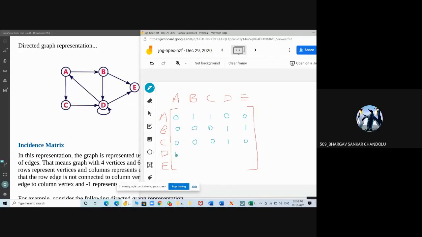D to A, 1. D to B, 0. D to C, 0. D to D, 1. D to E, 1. E to A, 0. E to B, 0. E to C, 0. E to D, 0. E to E, 0. Here, this is the representation of the adjacency matrix for the directed graph. Clear?